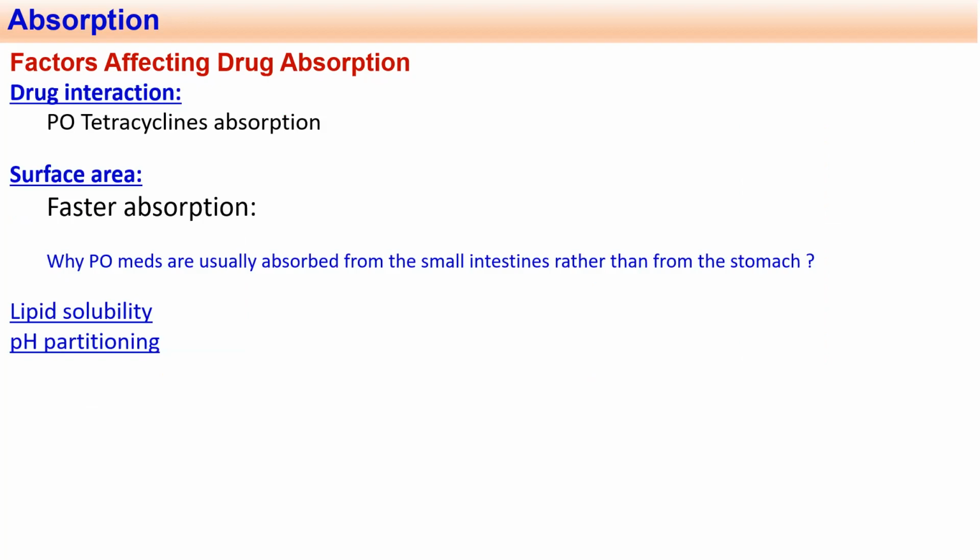The drug interaction: oral or PO tetracycline's absorption is delayed if taken with food or drugs containing calcium, iron, or magnesium. So the absorption of tetracycline will be delayed if it's given with these types of food, or food containing calcium, iron, or magnesium. Surface area, faster absorption: drugs being absorbed in the small intestine and lungs.